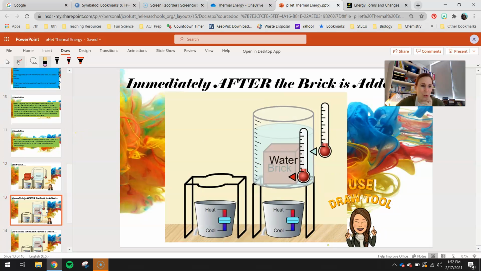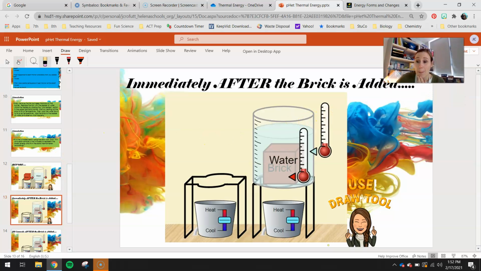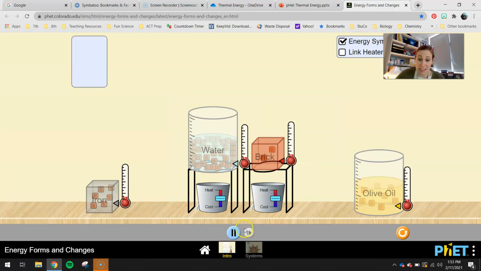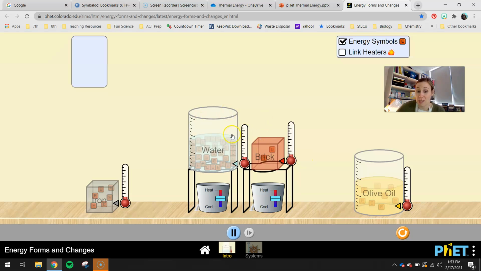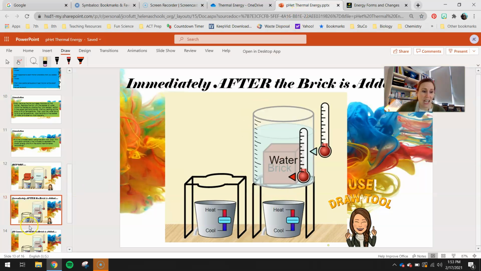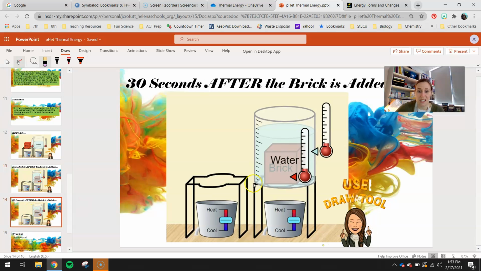This next model is going to represent what happens immediately after the brick is added. So if we were to take that brick and drop it into the water, immediately what happens? What does our temperature look like? What does our water look like? You can pause your simulation to model what this looks like based on what you see in the sim. So you can hit pause. And then about 30 seconds after, what does it look like?